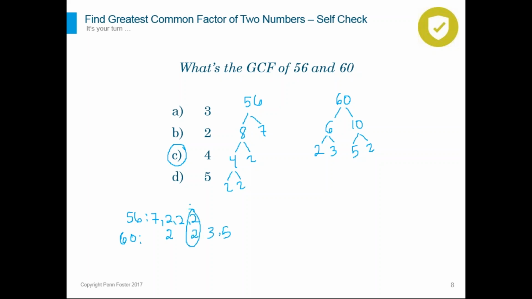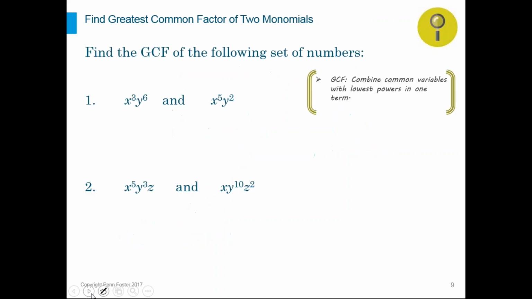So I have a 2 common and I have a 2 common, multiply them together. So your greatest common factor is 4. And that's why your answer is C. Any question on this self-check question that we have just done together? Okay, let's move on to how then do we find the greatest common factor of two monomials?